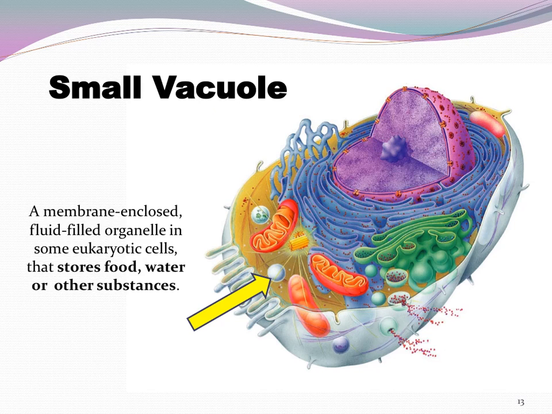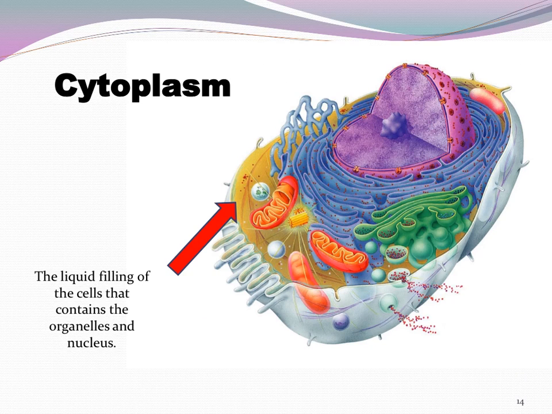This diagram is showing the small vacuoles found in animal cells. These are fluid-filled organelles in some eukaryotic cells. They store food, water, or other substances. This is showing you the cytoplasm found in animal cells. This is the liquid filling of the cells, and it contains the organelles and the nucleus.